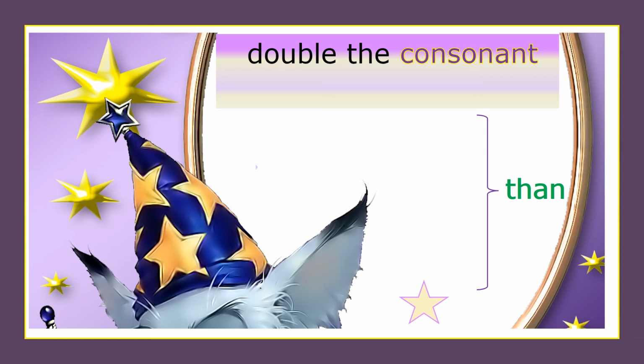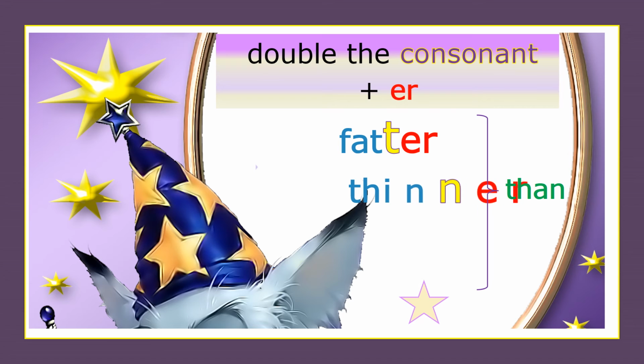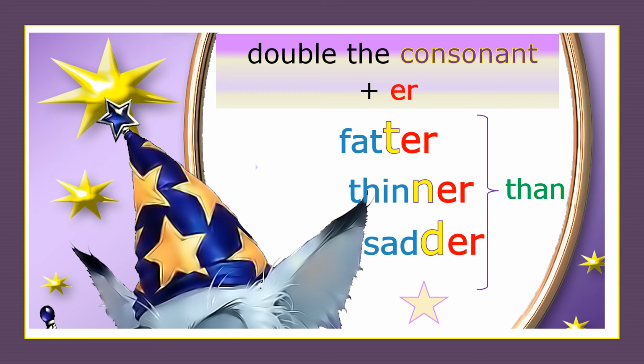Sometimes I double the consonant. As we said, if I have a vowel before the last consonant. Like what? Like fat is going to be fatter than. I have to double the T because I have A, which is a vowel. Thin, thinner than. So I have to double the N because I have I, which is a vowel. Sad, sadder than. I have A before D, which is a vowel. A is the vowel, so I double the D.